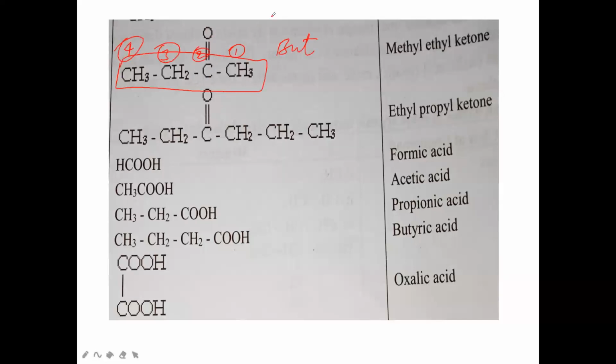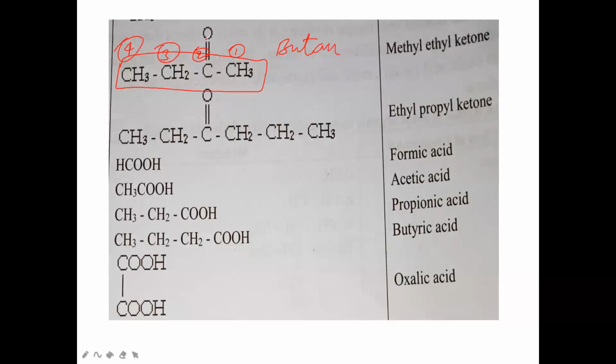C double bond O is there. C double bond O is the ketone group. For the ketone group, what is the secondary suffix? "One". This "one" comes at which position? Second position. That's why here it is "but". And between the carbon atoms, which bond is there? Between all the carbon atoms in the parent chain, a single bond is there. So we write "an", so butane.